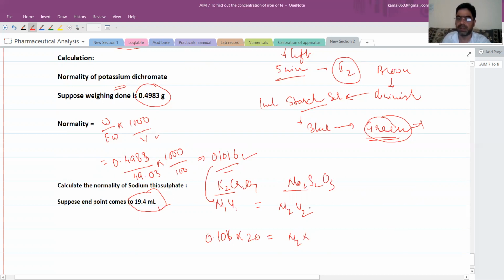The volume of sodium thiosulfate is nothing but the endpoint, that is V2, so we'll put 19.4. From this we can calculate N2. From this calculation N2 comes to 1.047. So we can say the normality of the sodium thiosulfate solution which we have prepared is 1.047. Thank you.